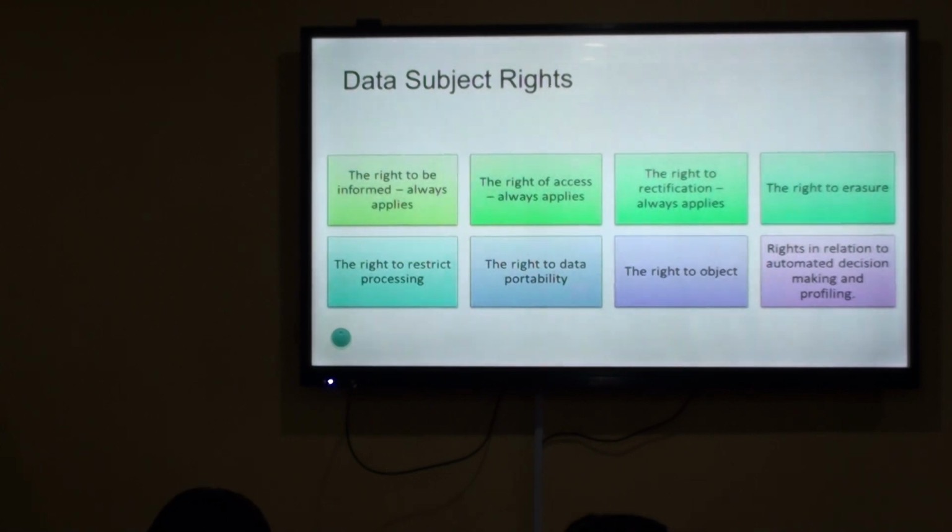They have the right to restrict the processing. Or you have been processing the data and they tell you, oh no, I don't want you to process my data again for this research. They have the right to that. And also they have the right to data portability, maybe taking their data from your system to another system, right? And also they have the right to object.